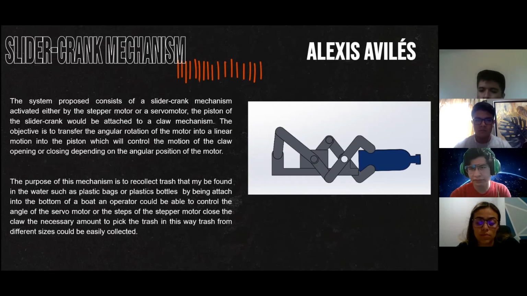One of the benefits of this mechanism is that the operator can adjust the amount that the claw is open and closed, so many different sizes of trash can be easily collected.